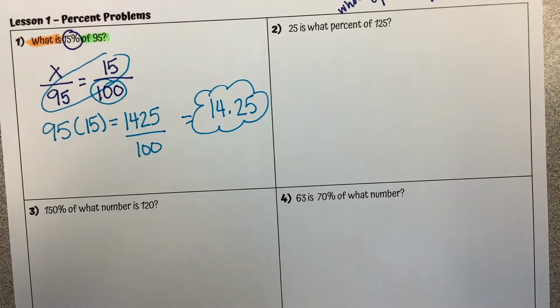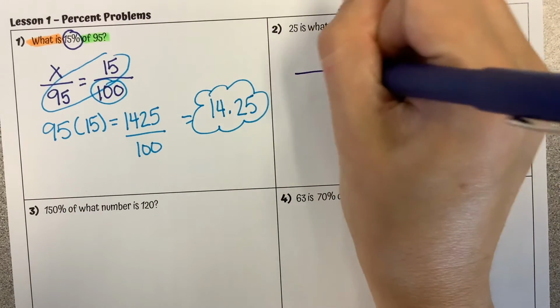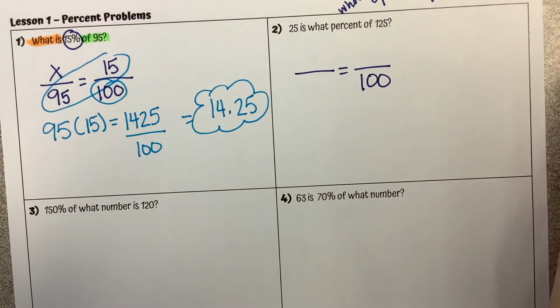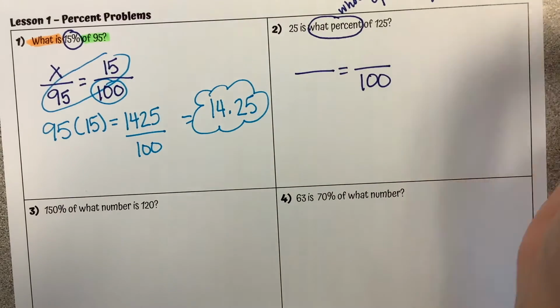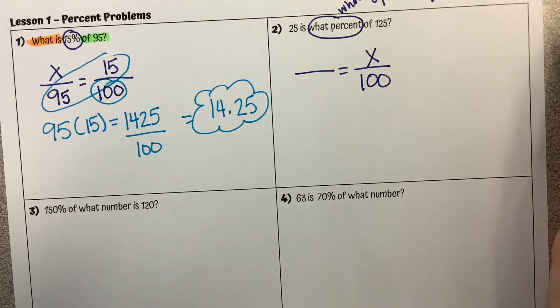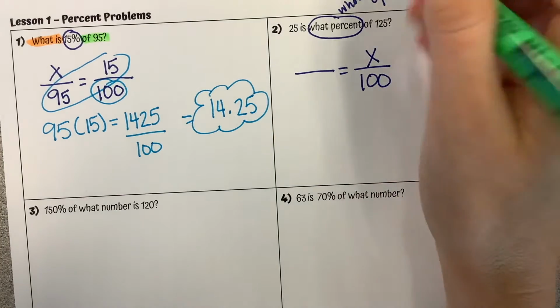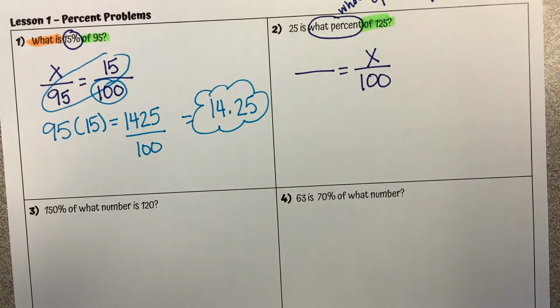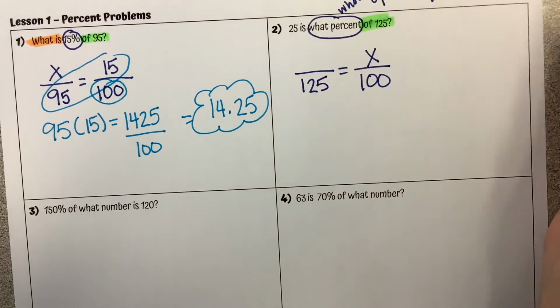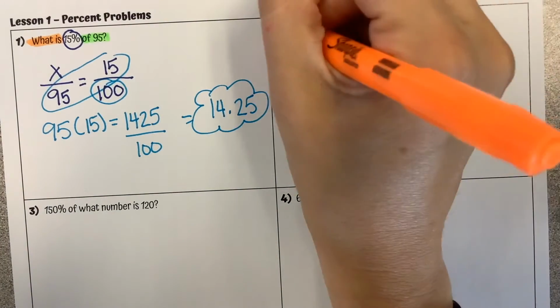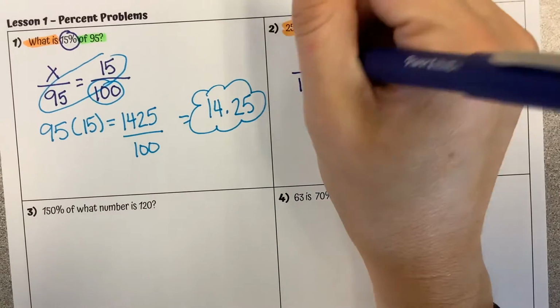Let's try another. 25 is what percent of 125? I'm going to set up my blank proportion. First thing I look for is the percent. I don't see the percent sign. I do see the word percent. It says what percent. That means we do not know the percent. Next, I find the word of. It says of 125. That tells me my whole is 125 because it comes after the word of. And then last, 25 is. That's telling me 25 is the part.